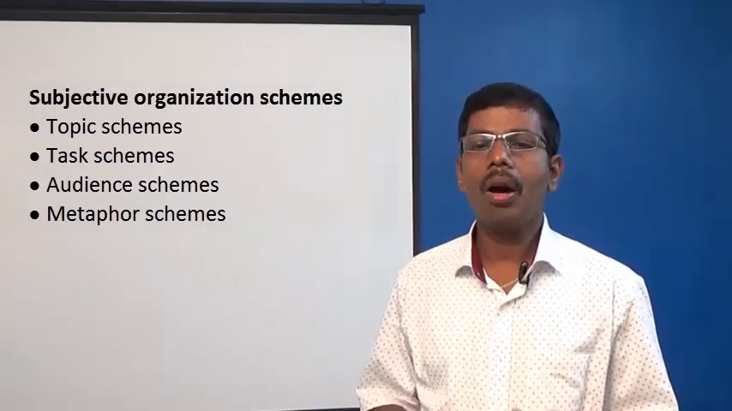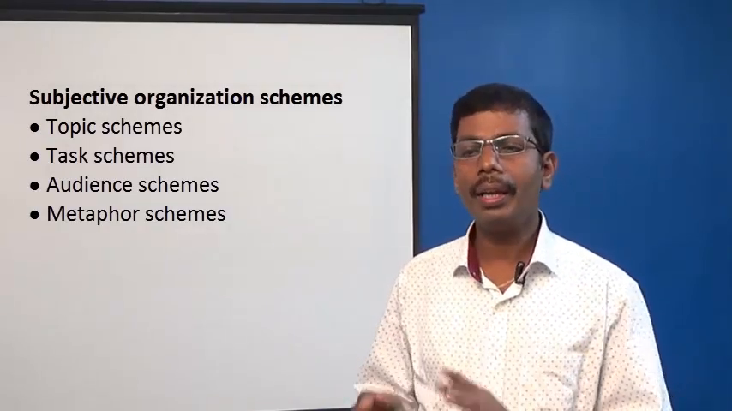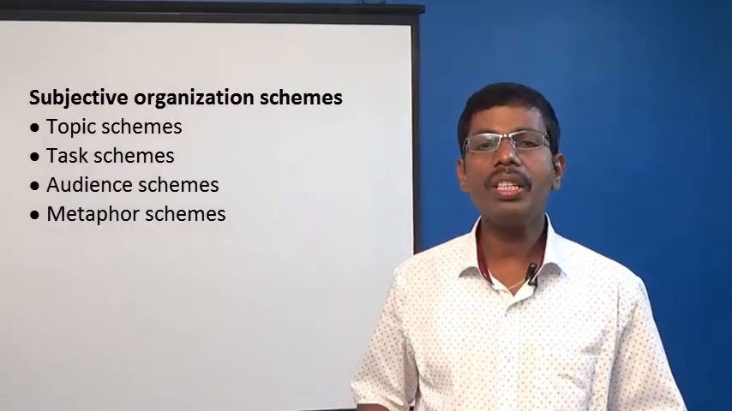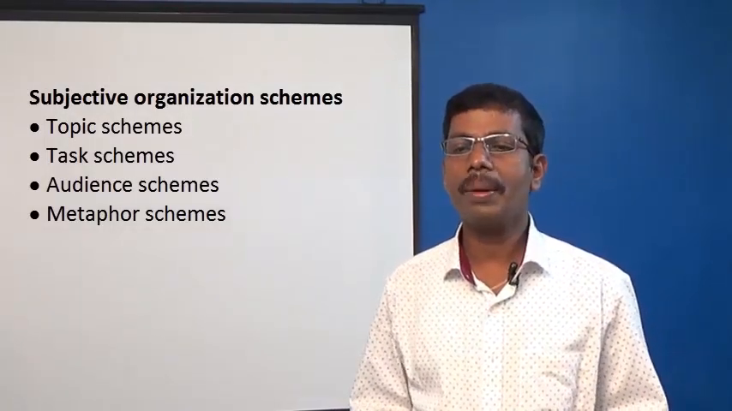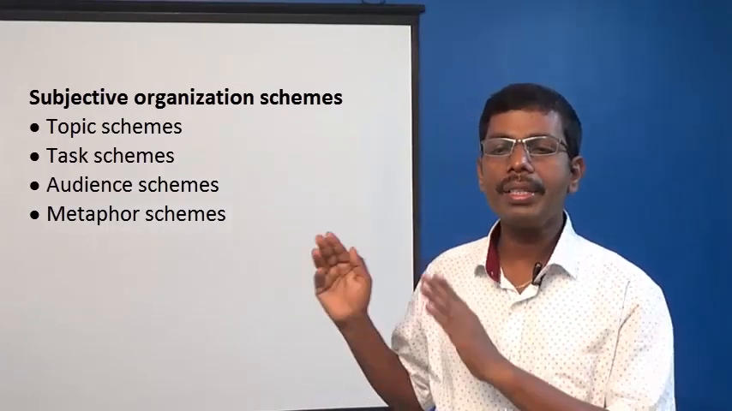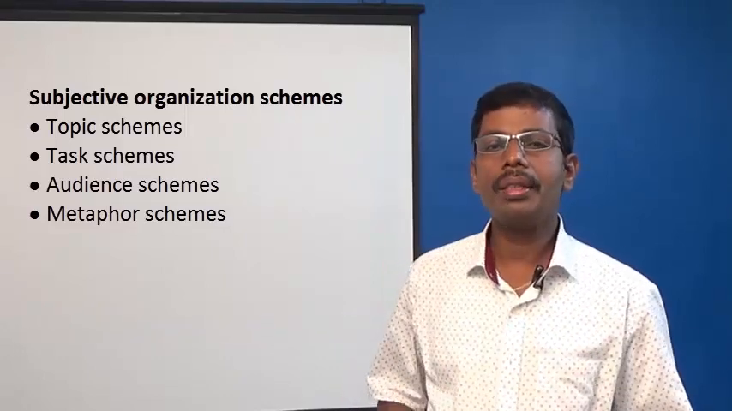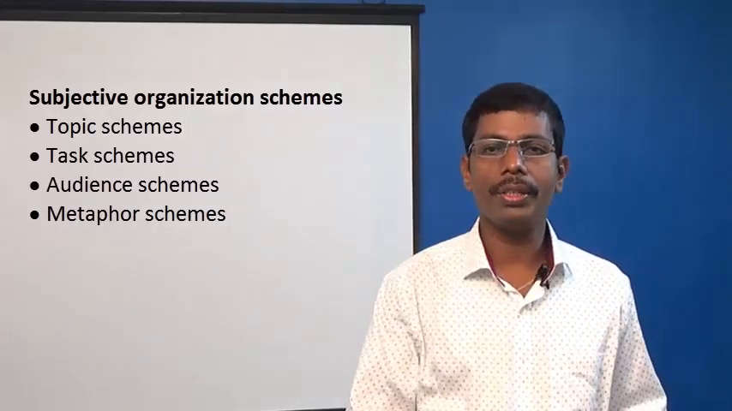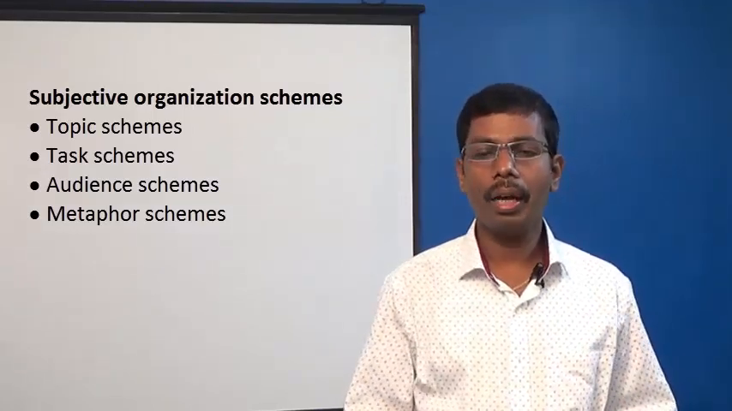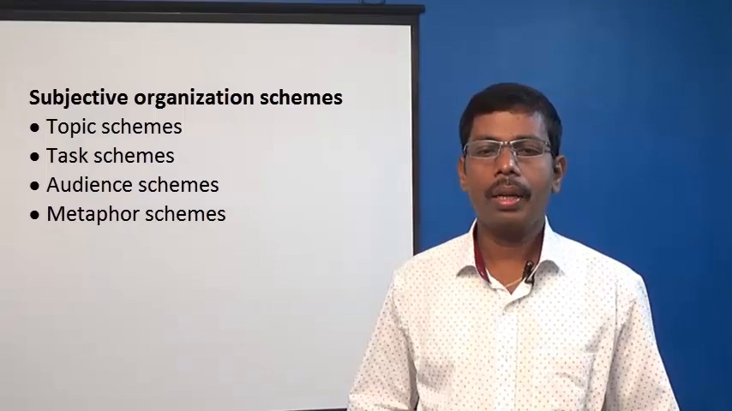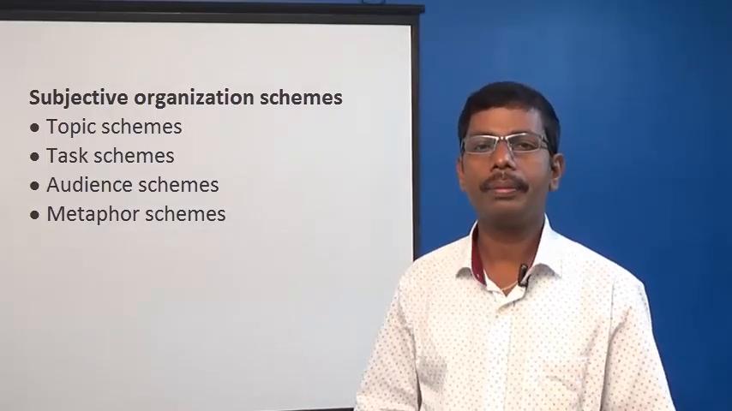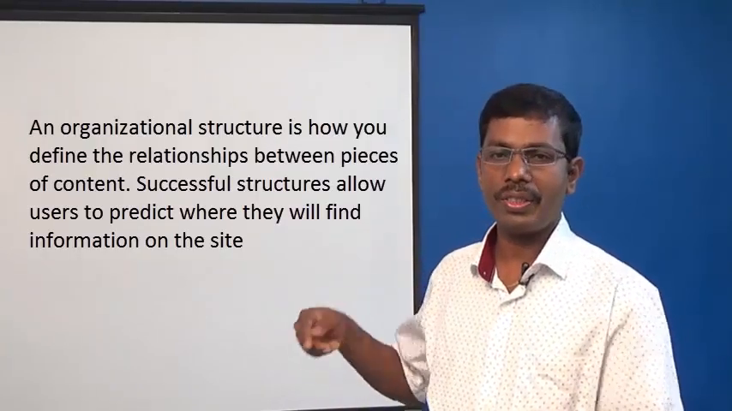Then task schemes organize content by considering the needs, actions, questions and processes. Then audience schemes organize content for separate segments of users. For example, a matrimony website categorizes and lists profiles based on caste and language. Then metaphor schemes help users by relating content to familiar concepts. For example, a menu with a smiley and a delete menu with a dustbin. Then we will see the organization structures.